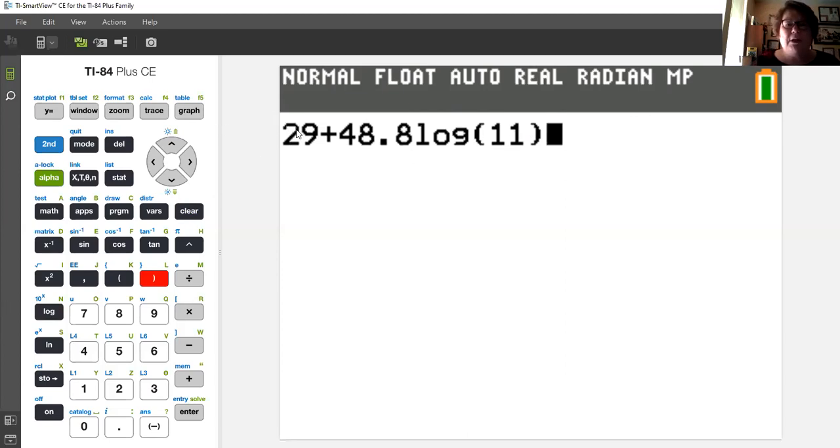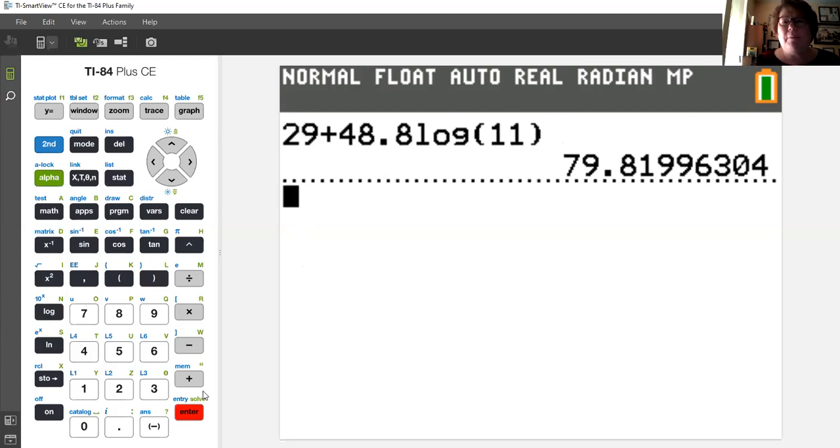So do I have that typed in correctly? 29 plus 48.8 times the log of 11. I'm going to hit enter, and I get about 79.8, 80%. Okay, so what does this mean? This means that by age 10, most young men have reached 80% of their adult height.